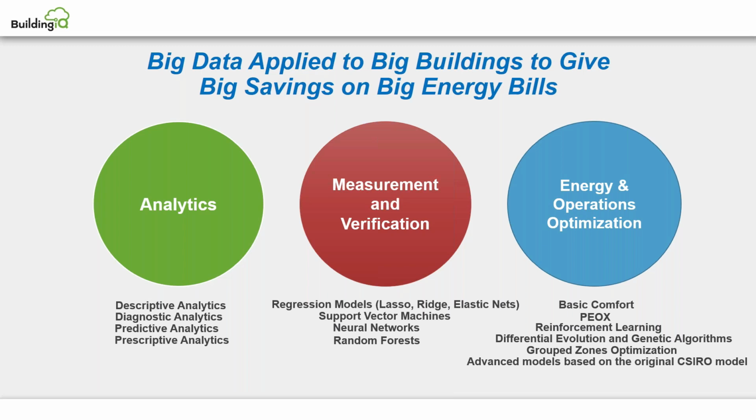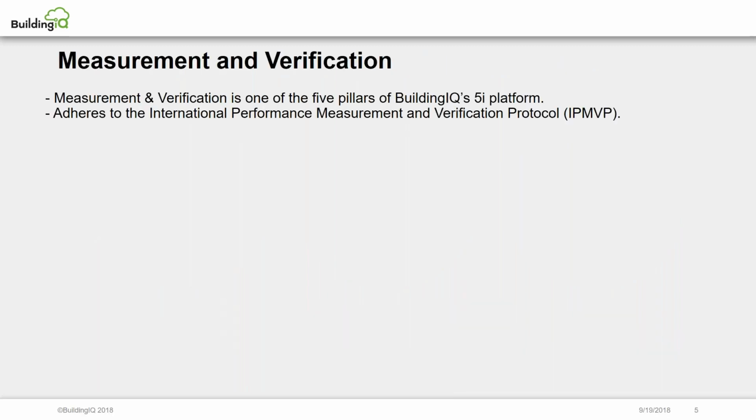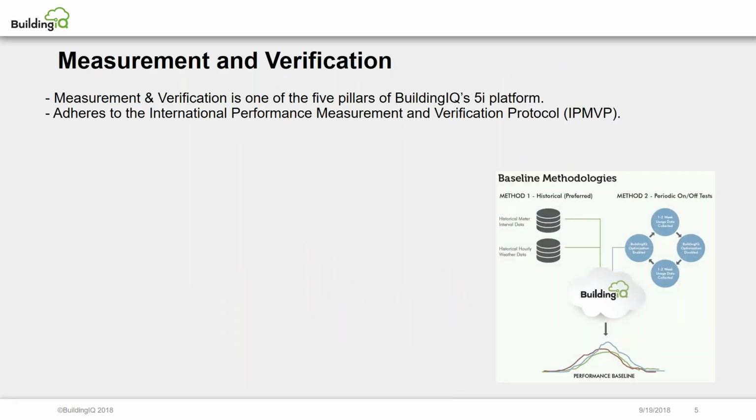On M&V, the question is, how is your M&V different from M&V 2.0, or is it the same? Well, our M&V is kind of unique, and I will go into that right now in this slide. Measurement and verification is one of the 5 pillars that Building IQ offers, the 5 pillars of the Building IQ 5i platform. The way we do it, we have two approaches. One approach is based on historical data: it looks at the historical metadata, weather data and some other features that we have developed in-house, and uses these to create a performance baseline.